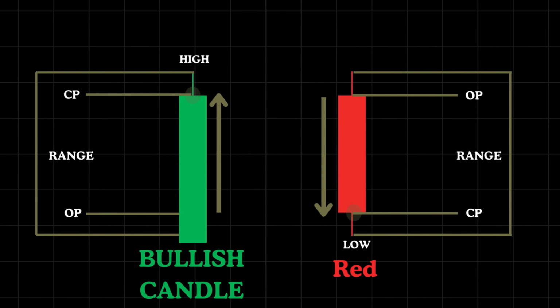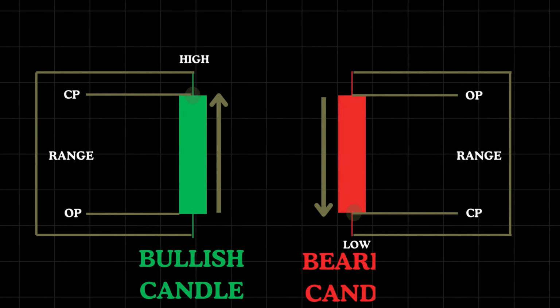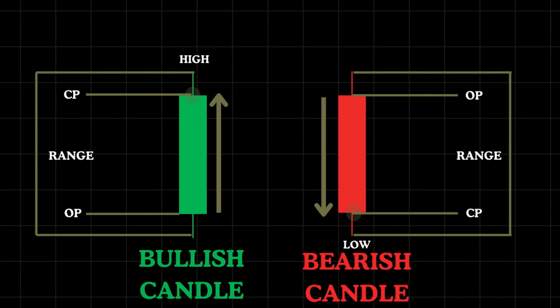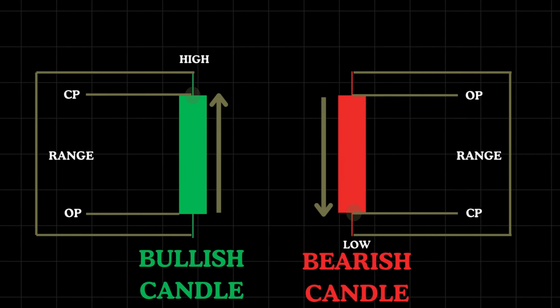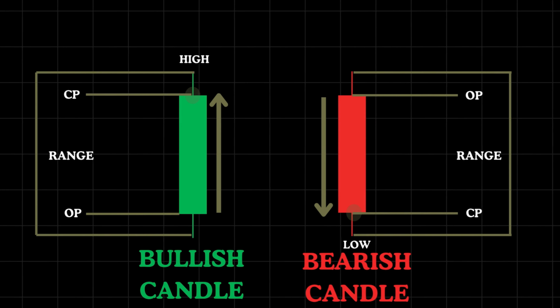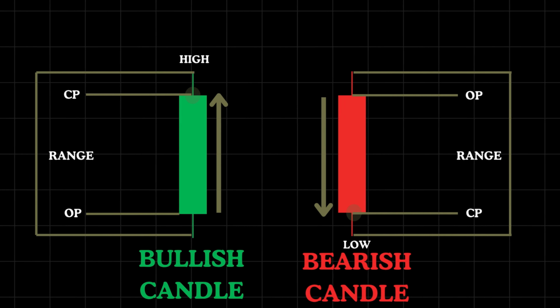Take a look at this green candle. Its closing is near the top of its range, making it a bullish candle. Now, if we examine this red candle and compare it to its total range, the closing lies near the bottom. This trait classifies it as a bearish candle.